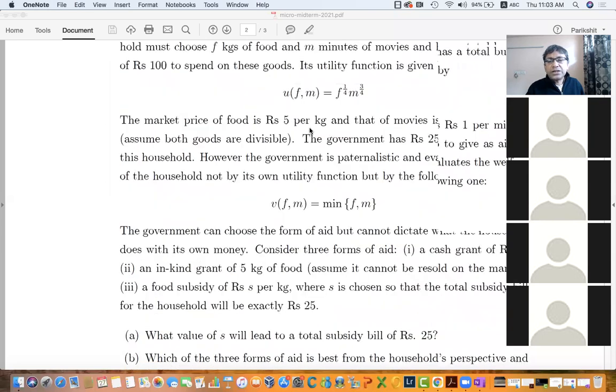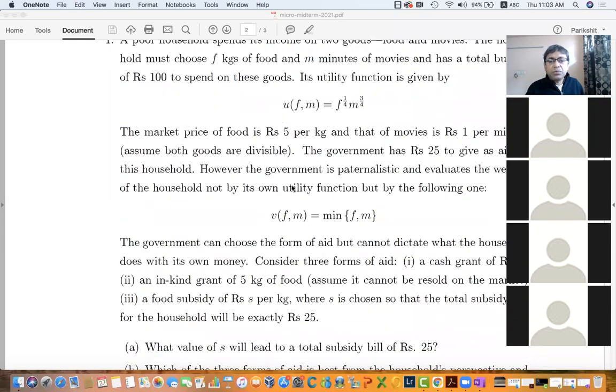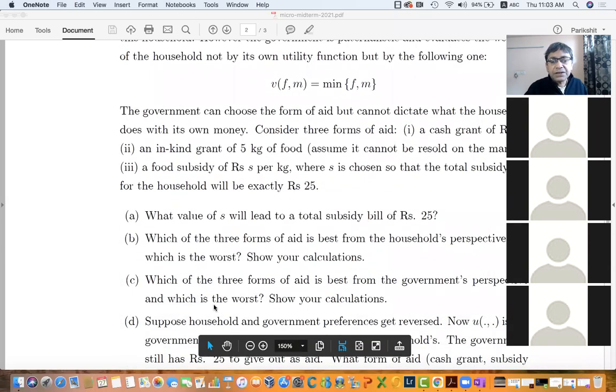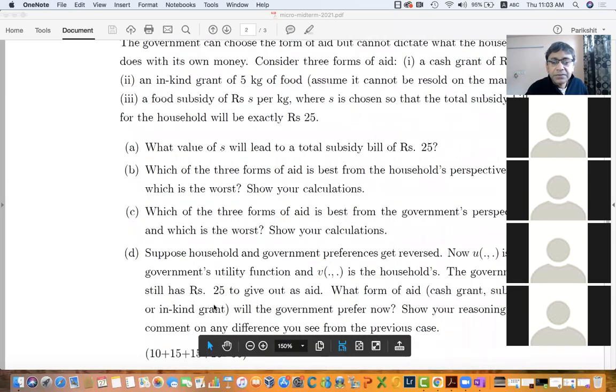So what this question does is that it takes a problem involving aid giving, building in these sorts of paternalistic considerations, and then goes on to ask, what's the best form of aid, given that there's a paternalistic motive? Paternalism comes from the fact that it's, in some sense, treating the recipient like children. We are not necessarily saying it's a good thing or a bad thing. We're taking it as given and analyzing it.